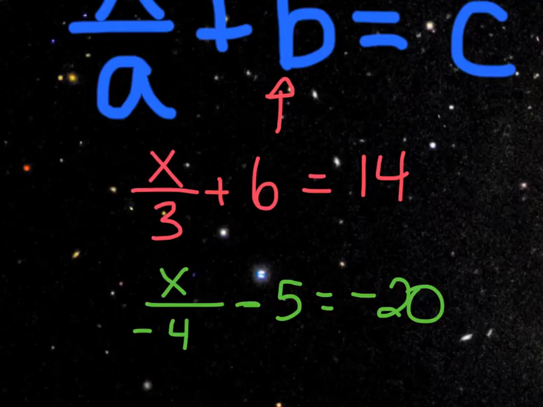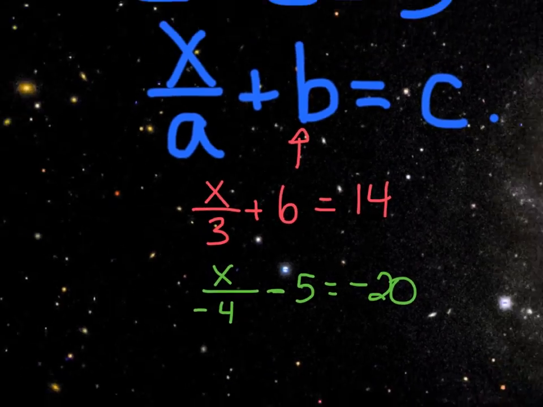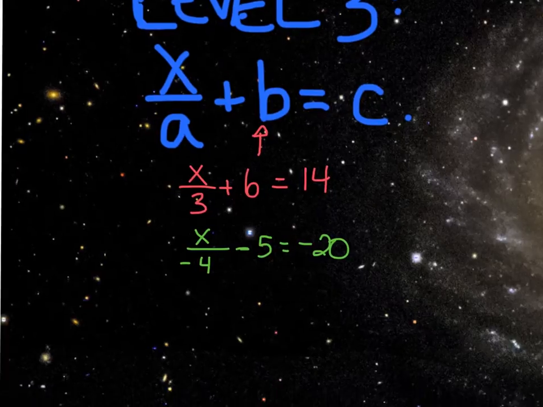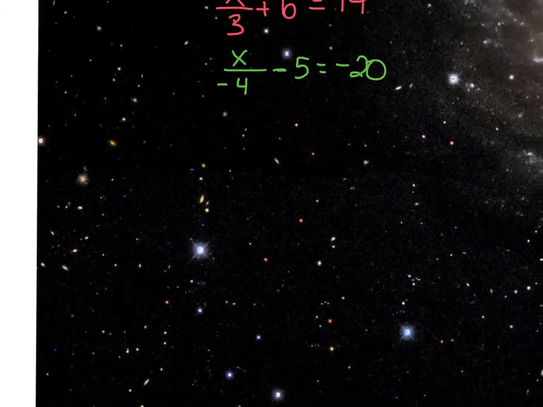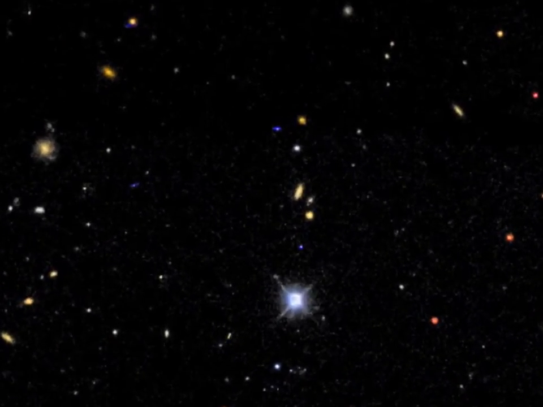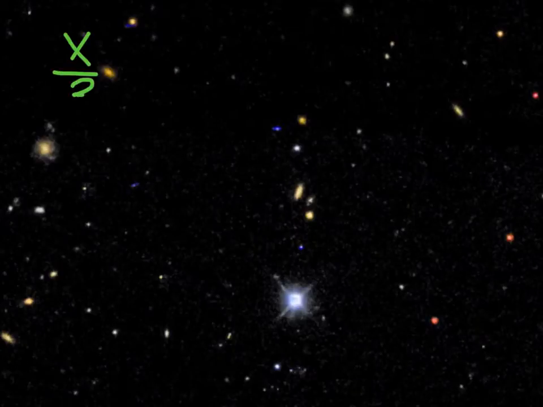So let's go ahead and get started with some examples. And if you are pretty comfortable with level 2, this one's actually extremely similar with just one slightly different step. So let's start off with question 1 from your handout, and that is x divided by 3 plus 6 equals 10.